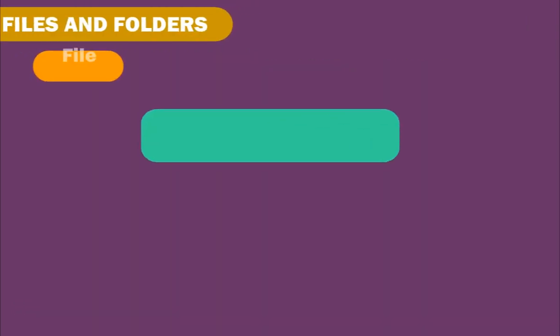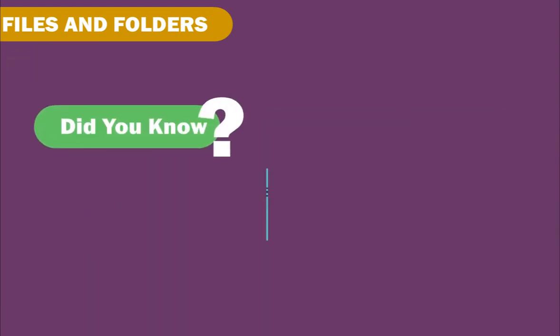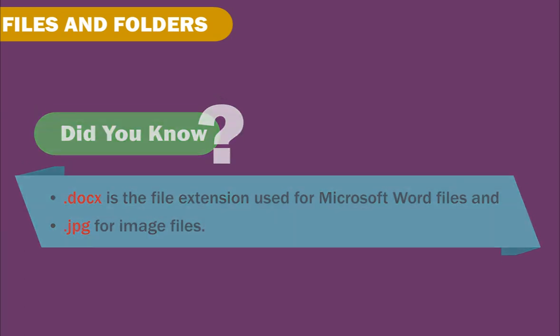Files and folders. File. You already know that data is stored on the computer in the form of files. Data can be in the form of text, pictures, audio, and video. Different types of files are represented by different icons. Audio file, JPG, text file, video file. Keyword. Audio: sound. Did you know? .docx is the file extension used for Microsoft Word files and .jpg for image files.